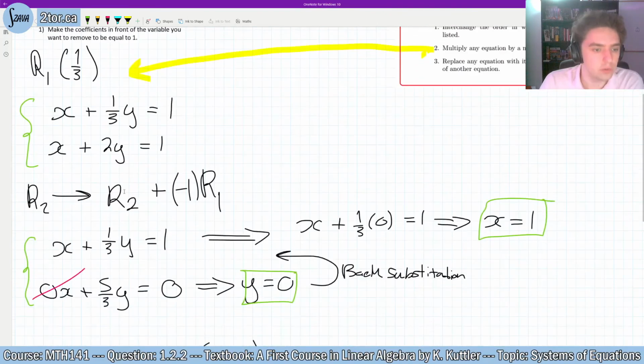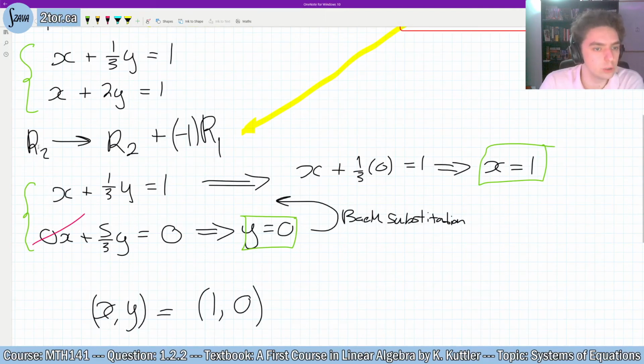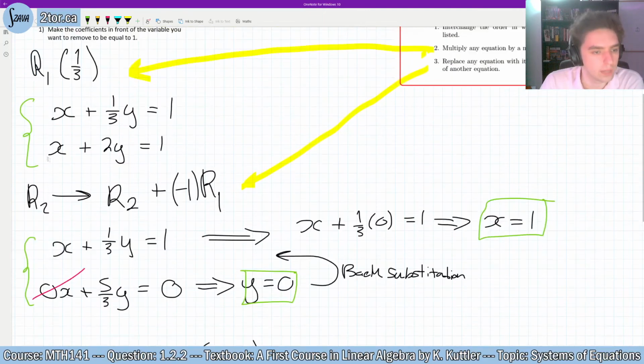Then, to actually remove that variable, I did a type 3 row operation, which is right there, where row 2 is going to become itself added to a multiple of another row: row 2 plus -1 times row 1. What that does in this particular case is x minus x is 0x, 2y minus 1/3 y is 5/3 y, and 1 minus 1 is 0. That becomes what row 2 is. That's what's written here, right? Row 2 becomes row 2 plus -1 times row 1.